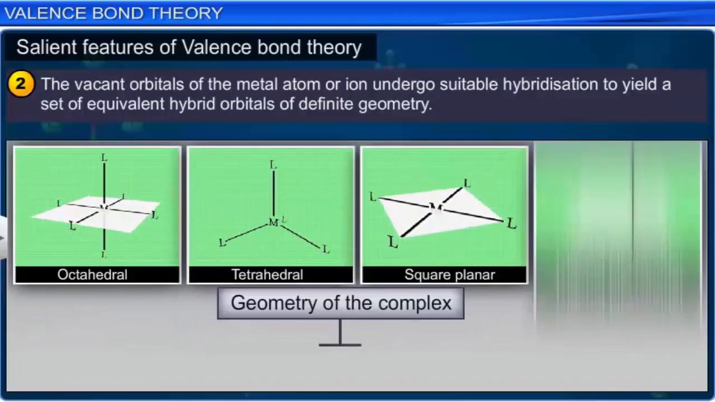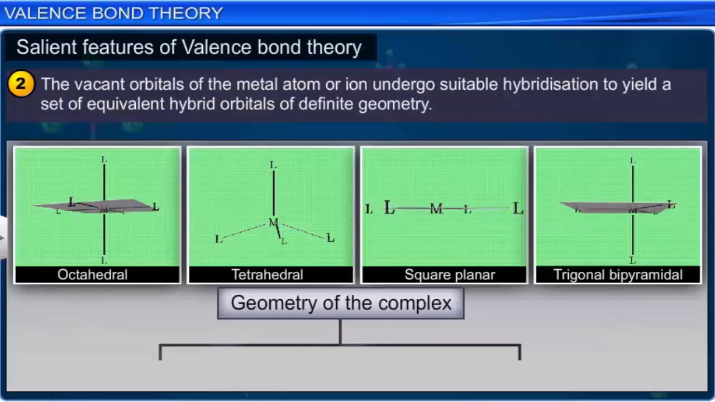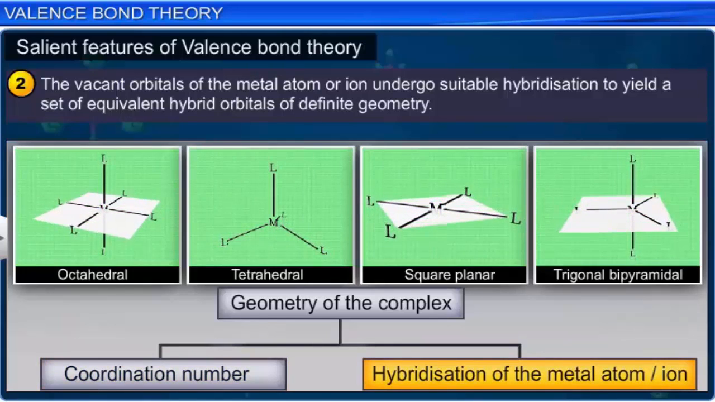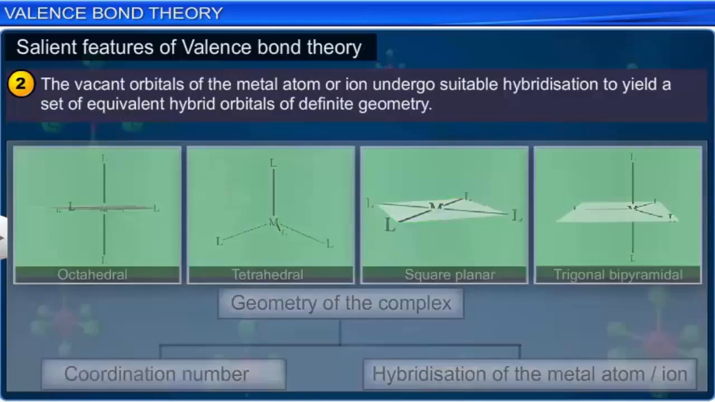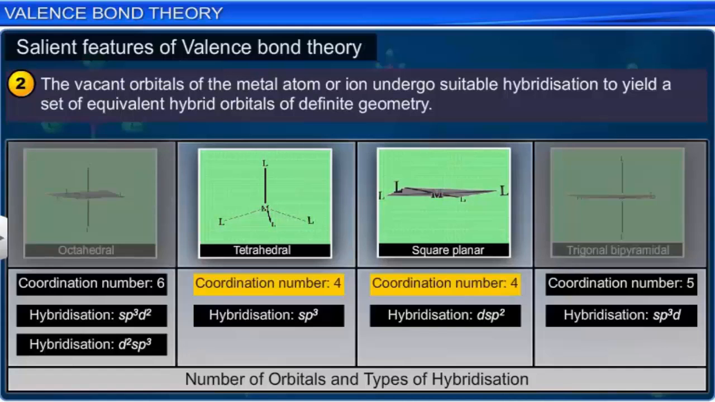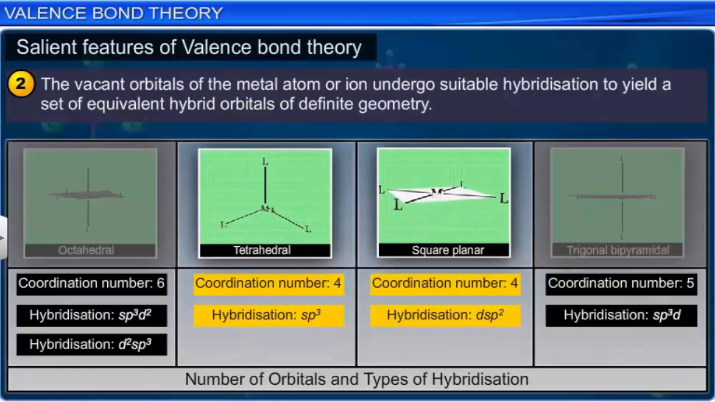The geometry of the complex can be predicted based on the coordination number and the hybridization of the metal atom or ion. As you can see from the table, when the coordination number is 4, the metal atom or ion may undergo either sp3 or dsp2 hybridization, and the complex may assume either tetrahedral or square planar geometry.